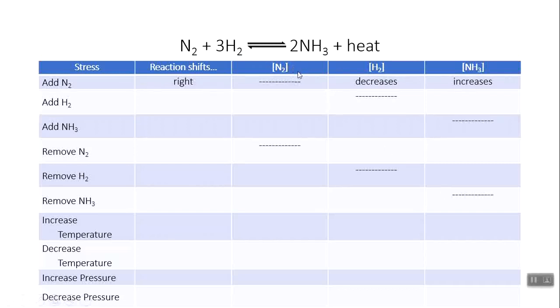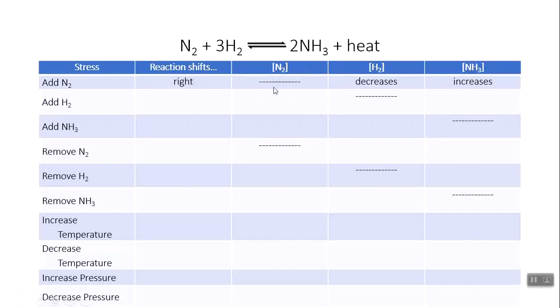So again, these brackets mean concentration. It means molarity. So will the concentration of each of these substances increase or decrease as the reaction shifts to the right or to the left? So the first stress that we have on our sheet is adding nitrogen. So when we add nitrogen, we're adding more of this, and it'll shift the reaction to the right, so it points towards the product, and all of the products will increase while the reactants will decrease.